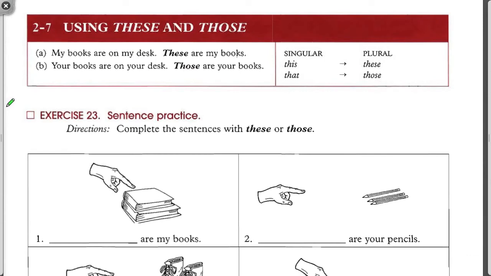Grammar point 2-7. We just finished this and that. Now we have these and those. This, that, these, and those. These are the plural forms. My books are on my desk. These are my books, because plural form of the noun books. Those are your books. So this plural is these, that plural is those. This, that, these, and those.